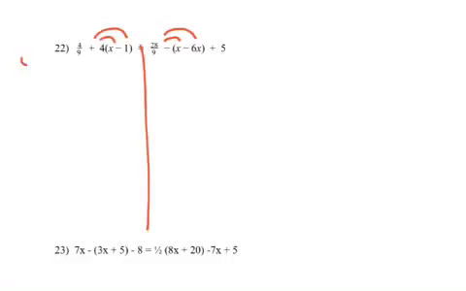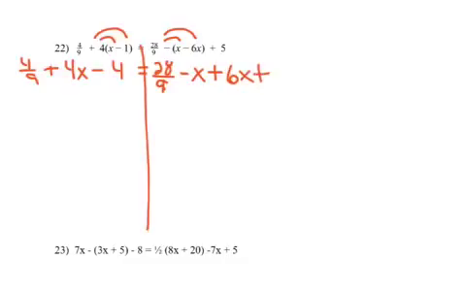So I would have 4/9 plus 4 times x is 4x minus 4 times 1 is 4. On the other side, I would have 28/9. And remember, when you distribute that negative sign in, it's like multiplying by a -1, or you do the opposite of the value that is inside your parentheses. So since I have a positive 6, I'll write down negative 6. And since I have a negative 6x, I would write plus 6x. And bring down your plus 5.